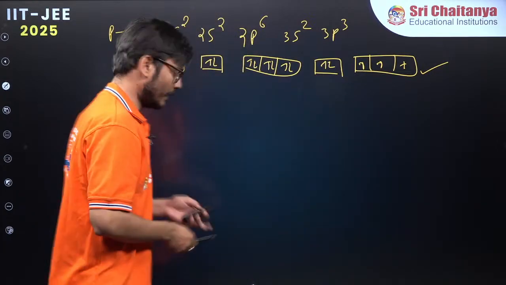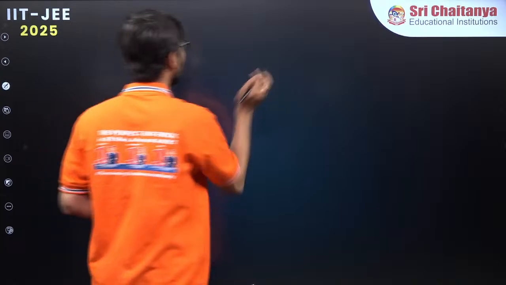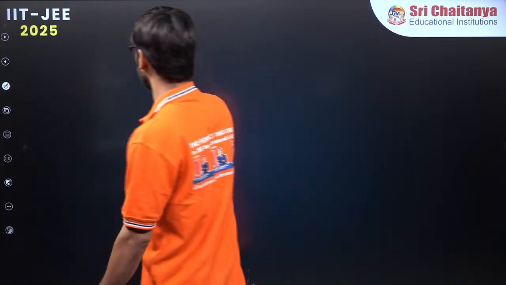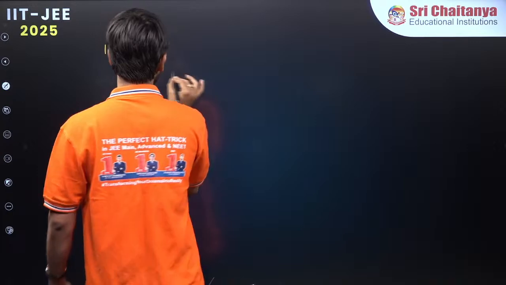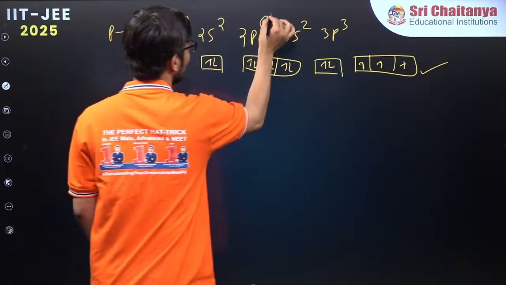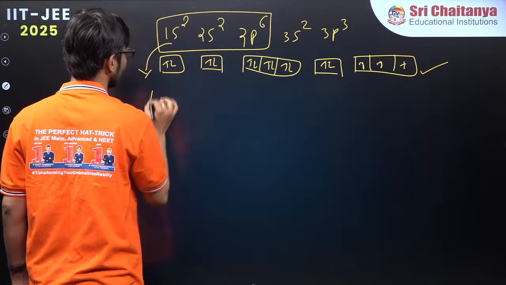Okay, now let us say, one more thing. Whenever we are doing configuration, let us say you want to do the configuration of chlorine. Chlorine's atomic number is 17. So you don't need to write all this configuration. See, this configuration is actually neon's configuration.